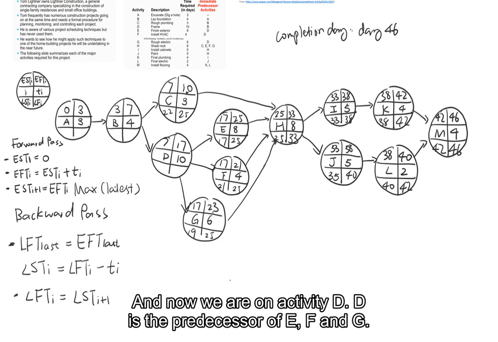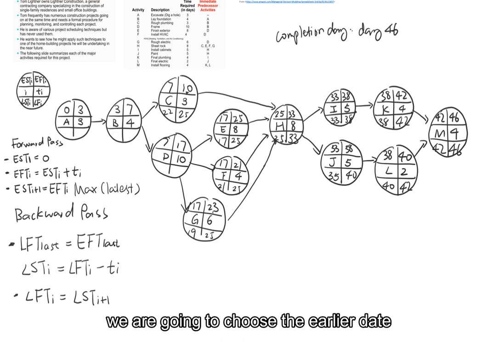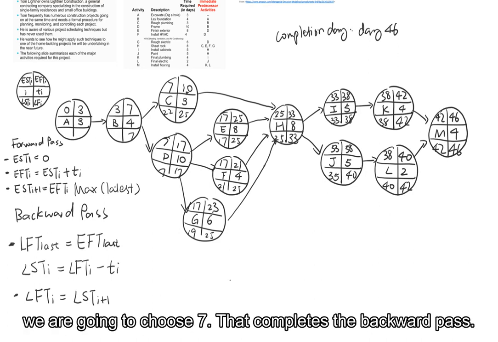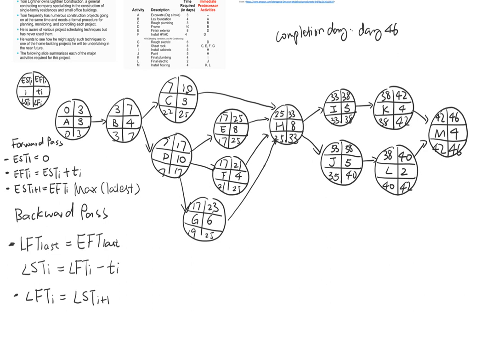And now we are on activity D. D is a predecessor of E, F, and G. Here again, we are going to choose the earliest date, which is day 17. And between 7 and 22, we are going to choose 7. Okay, that completes our backward pass.